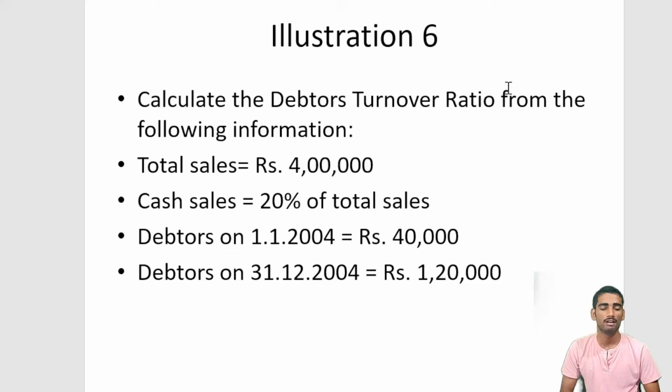So calculate debtor turnover ratio from the following information. They have given total sale 4 lakh, cash sale 20% of total sale, meaning cash sale is given in an indirect way, 20% of total sale. Total sale means you have to calculate 20% of 4 lakh, then you will get the value of cash sale. Debtor on 1/1/2004 they have given 40,000. Debtor on 31st December 2004 they have given 1,20,000. So you just have to calculate the debtor turnover ratio.